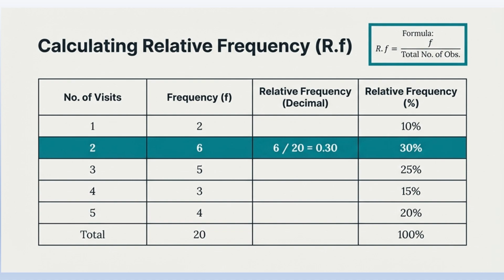Consider the previous example. Number of visits is 2, the total frequency is 20 and the frequency is 6. We divide for relative frequency: 6 divided by 20 is equal to 0.30, and then multiply by 100, that is 30%. Relative frequency for visit 2 is 30%.